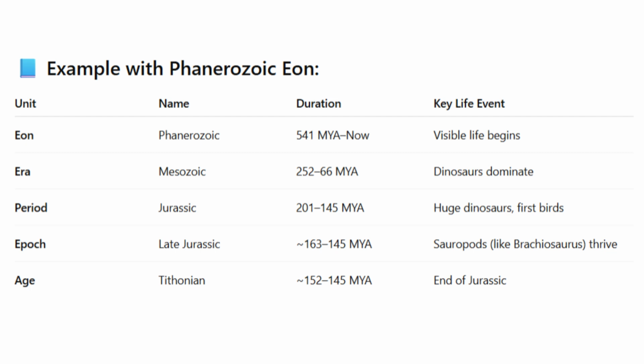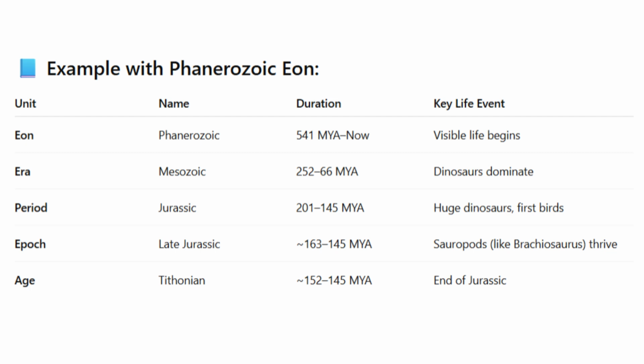Let's journey through time. Not just through years, but through the layers of Earth's deep history. It all begins in the Phanerozoic Eon, starting around 541 million years ago. This is when visible life finally appears in Earth's oceans. From soft-bodied creatures to armored trilobites.